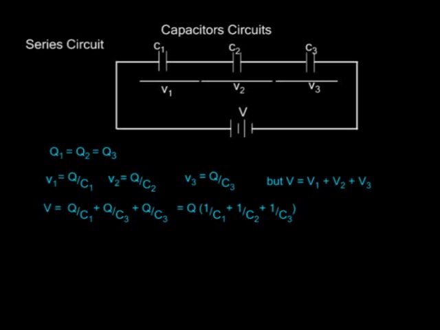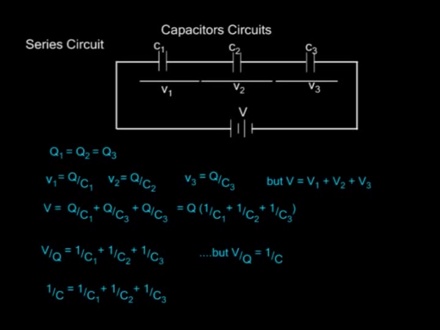Therefore, dividing both sides by Q, we have V over Q is equal to 1 over C1 plus 1 over C2 plus 1 over C3. But then V over Q is equal to 1 over C, where C is the combined capacitance. And therefore 1 over C is equal to 1 over C1 plus 1 over C2 plus 1 over C3. And that is the effective capacitance value for capacitors connected in series.